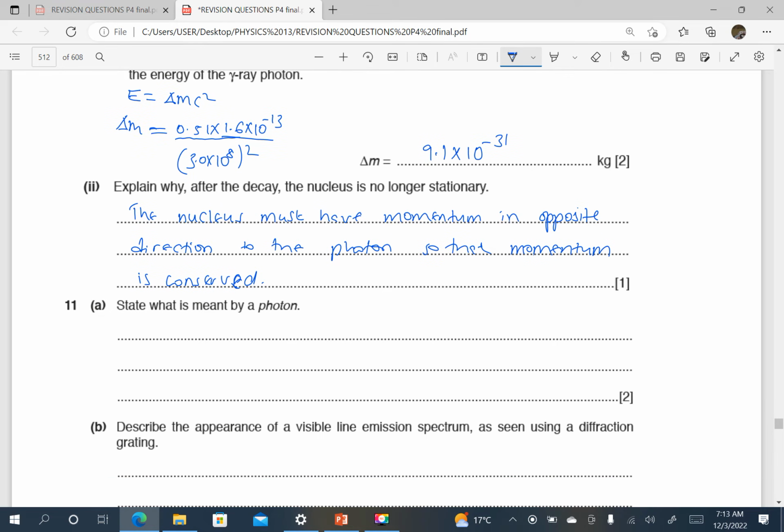State what is meant by a photon. Now we are winding up. So a photon is a packet or quantum of energy of electromagnetic radiation. And energy is equal to h times f.